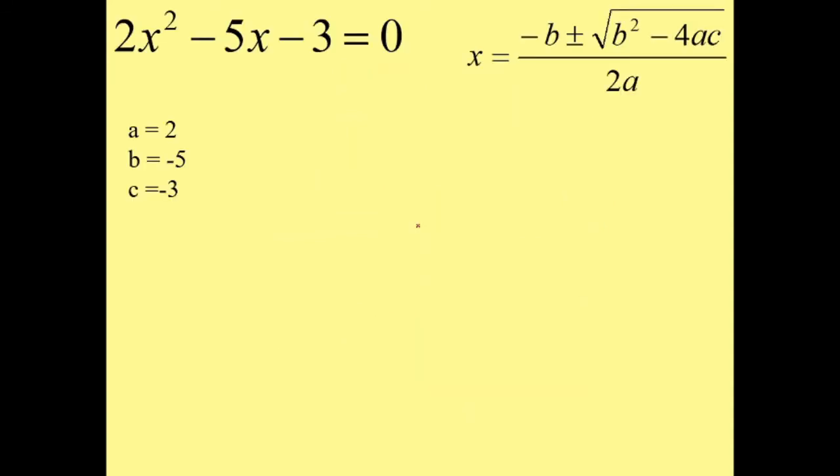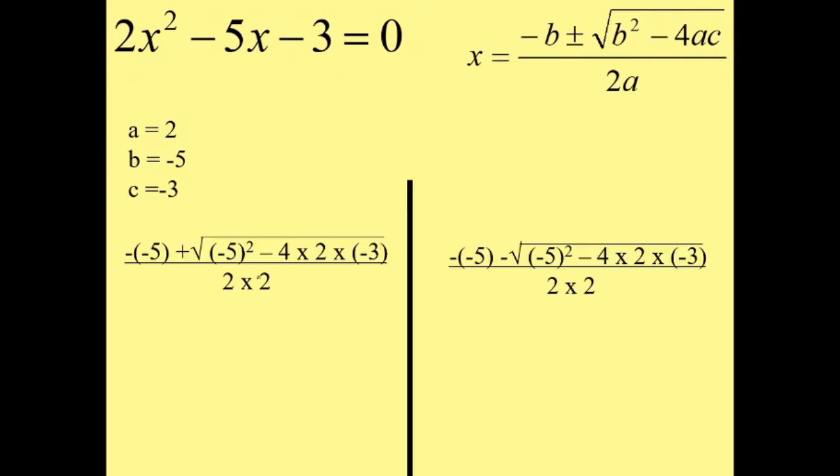Right, A is 2, B is minus 5, and C is minus 3. So we just substitute the values in. I've done it slightly differently. I've done one with a plus symbol and one with a negative symbol. This is just because I haven't got a plus-minus button on my calculator. Okay, all my values in. Just pay attention that every time there's a minus number, I put brackets around it. Now, it's only really important for this one here, but it's good to do it for every single one, just for consistency.